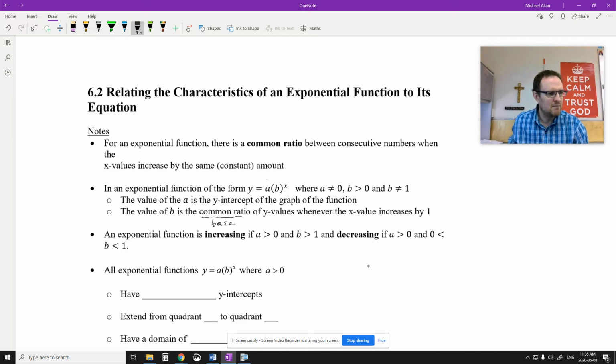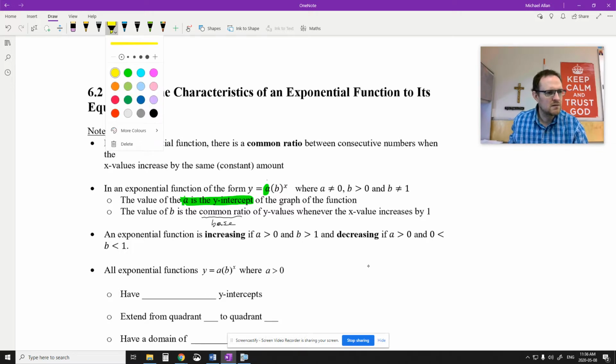Okay? What we figured out from this, and some key things here, is that the a value, this a value that's in front, is always the y-intercept. It just happened to work out that way because, well, anything raised to the power of 0 is 1. Because remember what I was saying, you're multiplying a by b 0 times. So you're just left with a. That's all it is, right? Now the b here, that's your common ratio, okay? That's what you're multiplying by each time, okay?